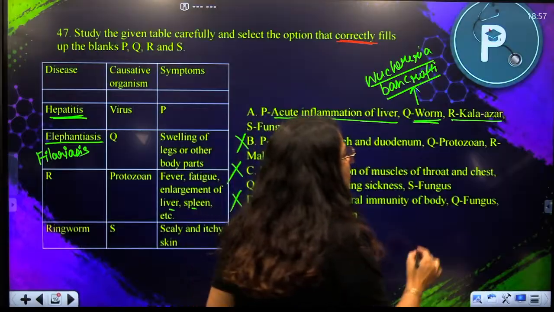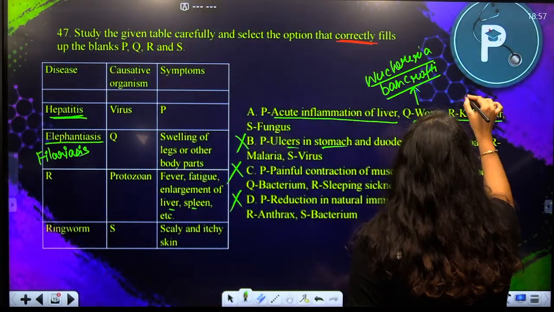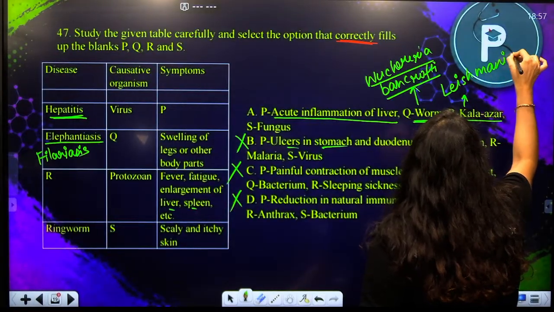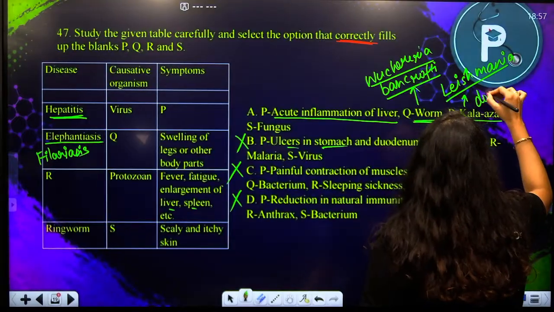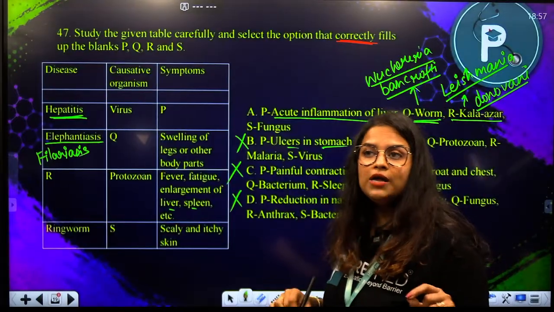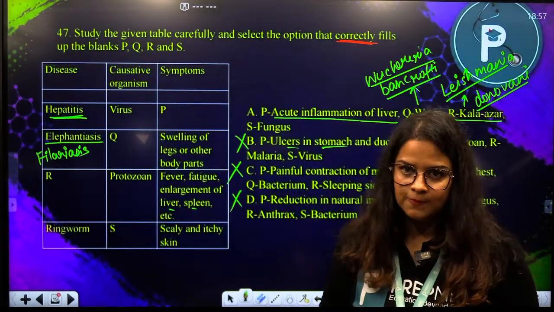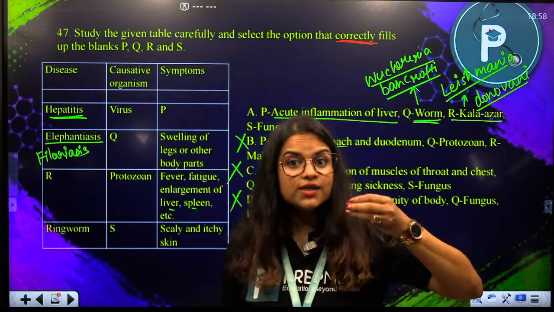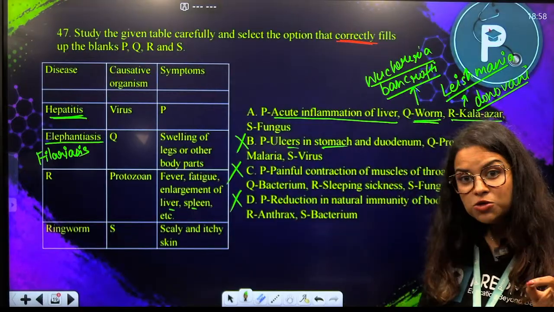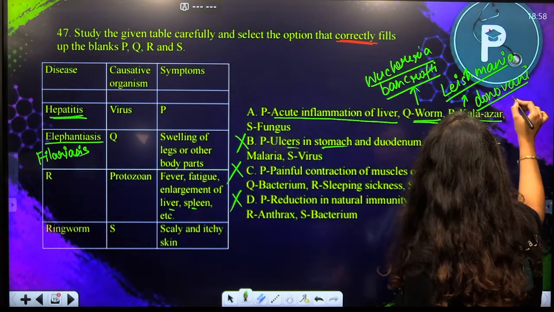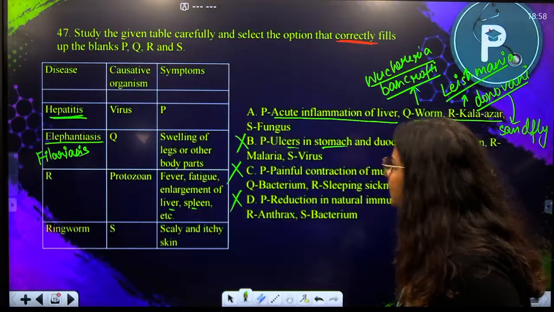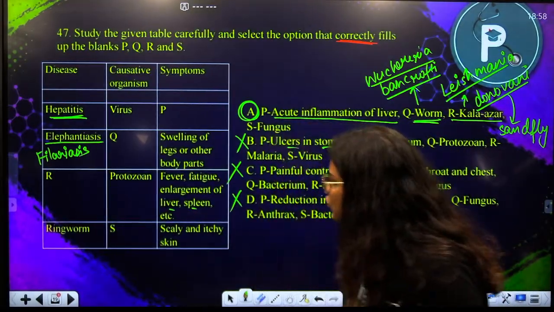So here kala azar is caused by a protozoa called Leishmania donovani. This is the scientific name of the protozoa that causes kala azar. Again, it's a vector-carrying disease, just like Wuchereria, which is carried by a female Culex mosquito. Similarly, Leishmania causing kala azar is carried by the sandfly. The bite of a sandfly would carry it to your body. So we already found our answer. A is going to be the right answer.